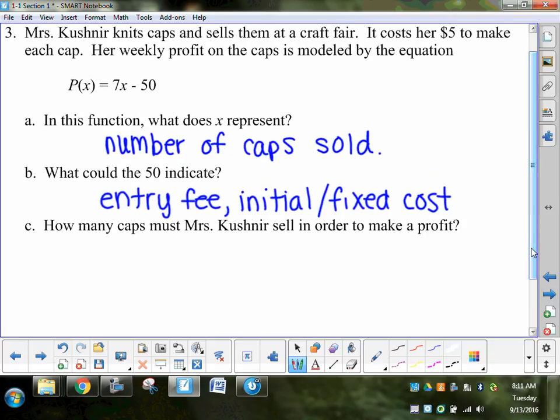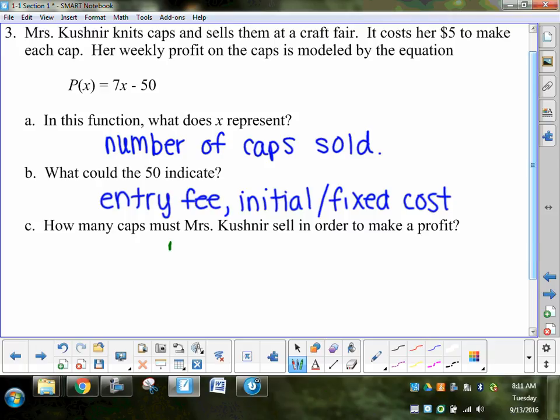Well, that P of X represents a profit. So what inequality would I need to go through and set up to figure out how many I need to sell in order to make a profit? We got one person. Go ahead. P of X be greater than 0?